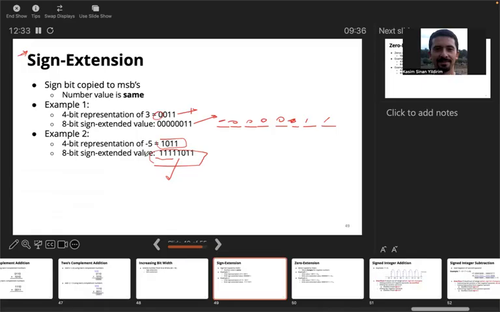So the rule of thumb is, when you have a 4-bit number and you want to obtain an 8-bit or 16-bit number, you should extend the sign bit. You should fill in the new positions with the value of the sign bit, and there will be no change. The number will be the same. The magnitude will be the same, and the sign will be the same, okay?